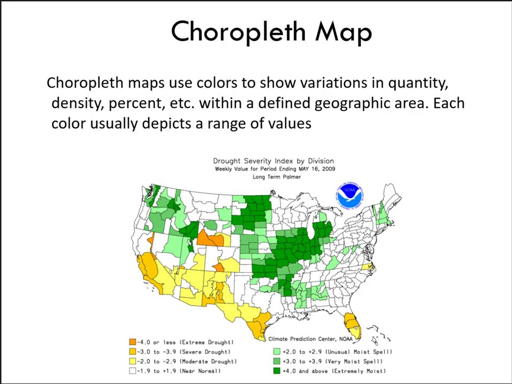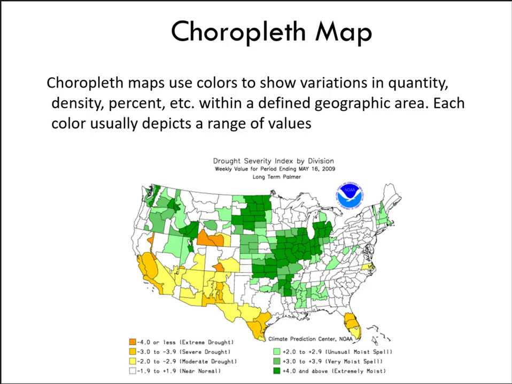So if we look at this map, and if we look at California, we can see a value of a dark orange color there, -4 or less, which is extreme drought. And that's on the eastern side of California, along where Nevada is. And then you can look at other places where it's dark green, which is +4, which is above, which is extremely moist, meaning it gets a lot of precipitation. So this is a choropleth map.